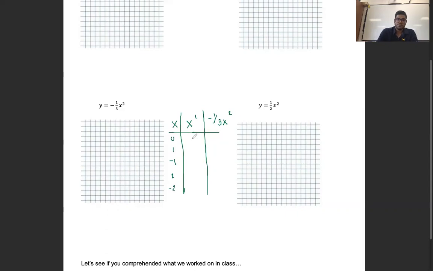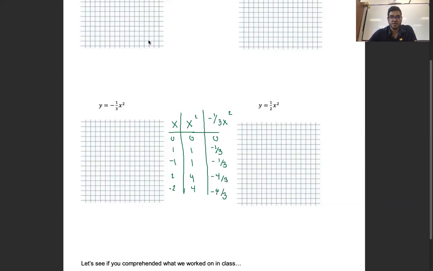Okay, so then 0 squared is 0, 1 squared is 1, negative 1 squared is 1, 2 is 4, negative 2 is also 4. Again, order of operations tells us do the exponent first and then multiply by this number in front. So now all I gotta do is multiply the second column here by negative 1/3. So I get 0, negative 1/3, negative 1/3, negative 4/3, and negative 4/3.